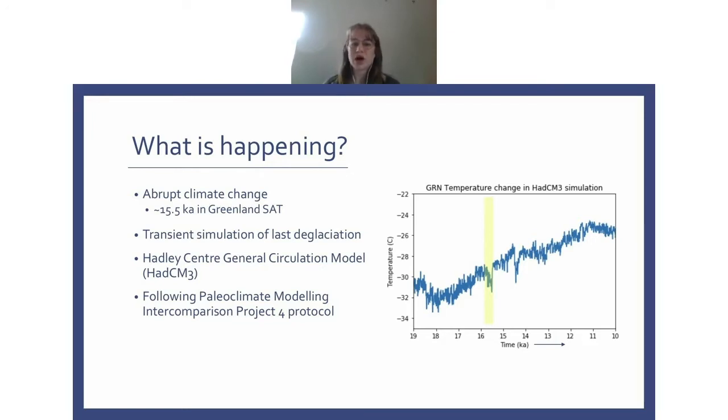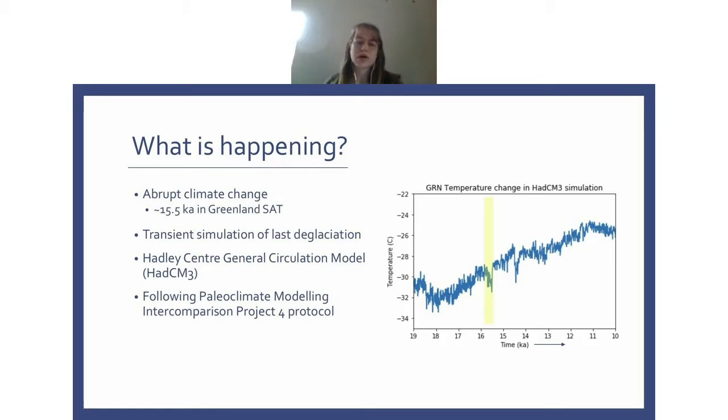Just to describe what abrupt climate changes mean when discussing paleo or longer time scales, we're talking about abrupt cooling or warming within centuries or decades. And so I've been looking at multiple simulations of the last deglaciation using the Hadley Center General Circulation Model. These simulations follow the PMIP4 protocol for comparing different model simulations for these time periods. And I've originally taken a grid box around Greenland surface air temperature. Greenland seemed like a good place to start because there's a lot of proxy records for this time period just to compare. And seeing an abrupt climate change that occurs that I've highlighted here at about 15,500 years ago.